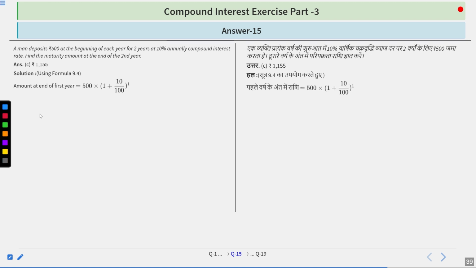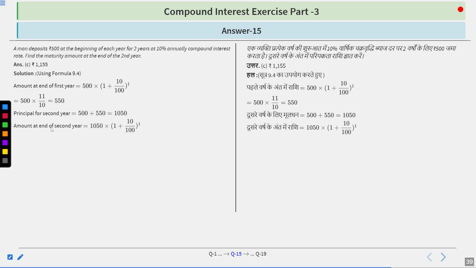So, amount at the end of the first year is going to be 500 into 1 plus 10 upon 100 power 1, that is equal to 500 into 11 upon 10, that is rupees 550. So principal for the second year is going to be how much? Amount has become 550 and he has deposited 500 again at the beginning of the year. So principal for the second year is going to be 500 plus 550, that is 1050.